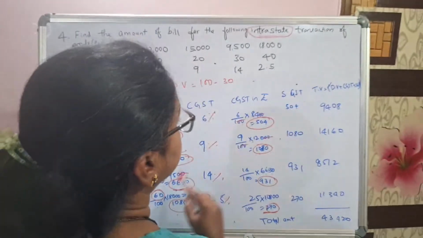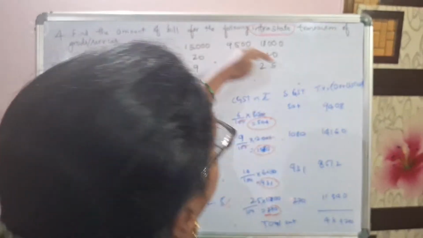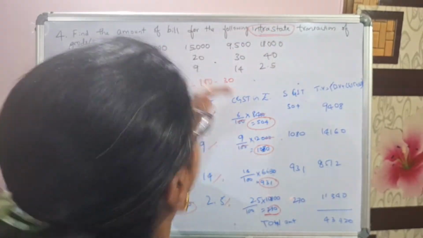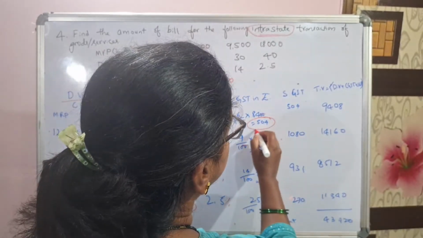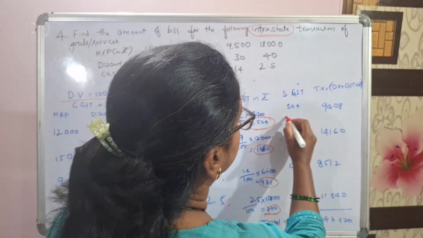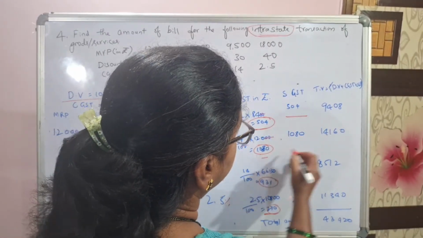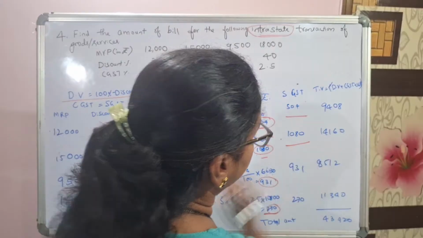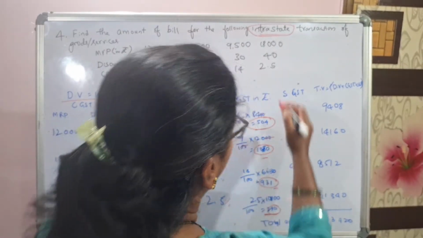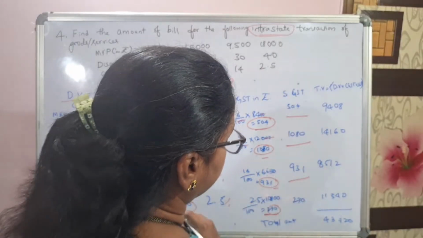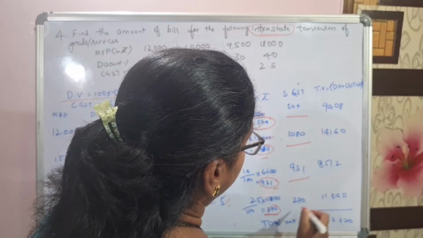And the SGST amount is same as CGST amount, because since it is an intrastate transaction, SGST is equal to CGST. That means if CGST is 504, SGST is also 504. If CGST is 1080, then SGST is also 1080. If CGST is 931, SGST is 931. If CGST is 270, then SGST is also 270.